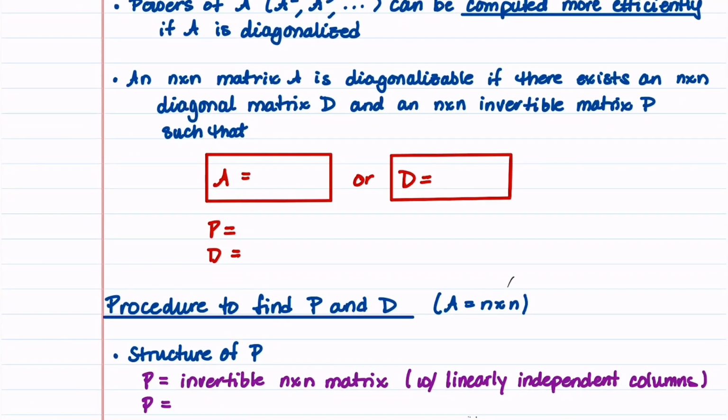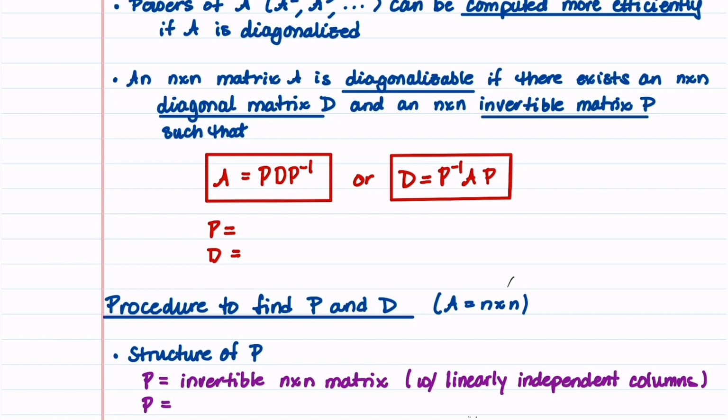We say that a matrix A is diagonalizable if there exists an n by n diagonal matrix D and an n by n invertible matrix P, such that A is equal to P D P inverse, or D is equal to P inverse A times P. A is the matrix that we want to diagonalize, and D is our diagonal matrix.